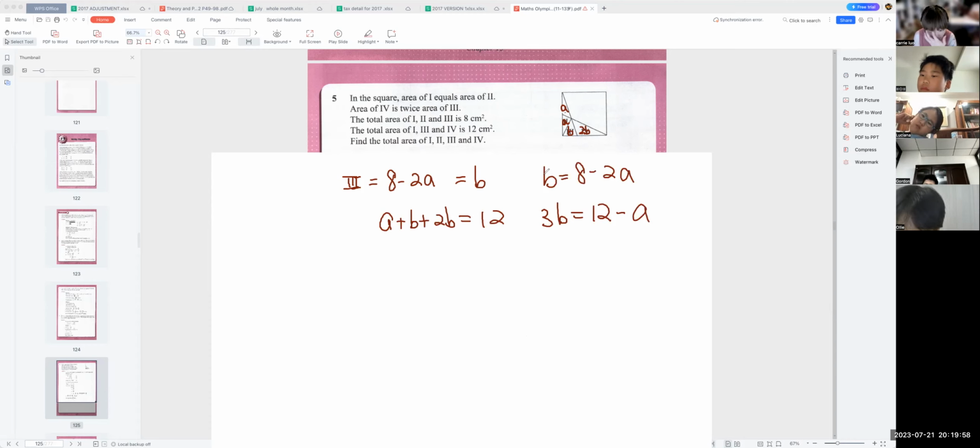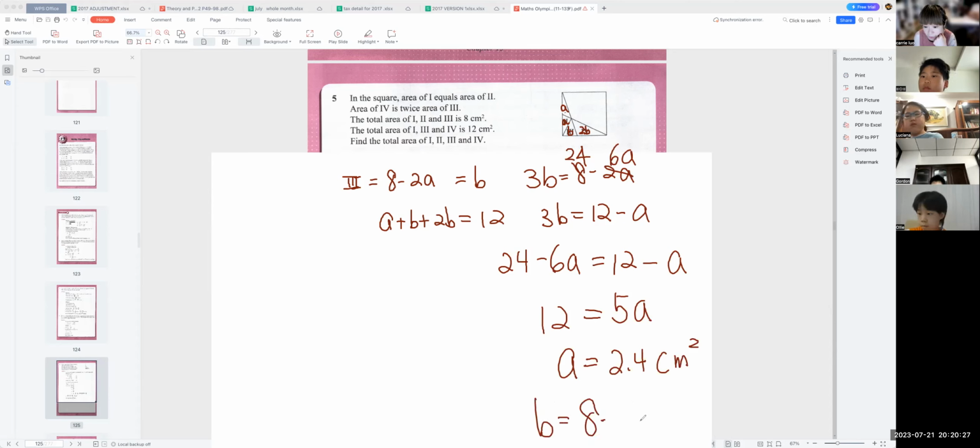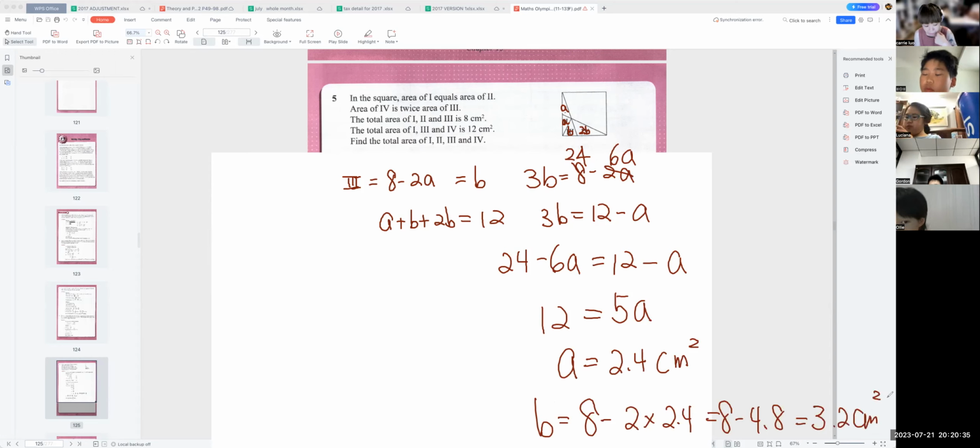So we can just multiply by 3 at the same time. So 24 minus 6a equals 12 minus a. So 5a equals 12. So a equals 2.4 centimeters squared. So b equals what? b equals 8 minus 2 times 2.4 equals 8 minus 4.8 equals 3.2 centimeters squared.